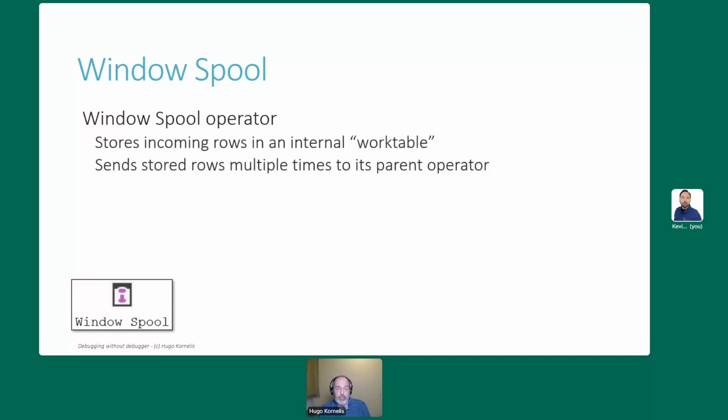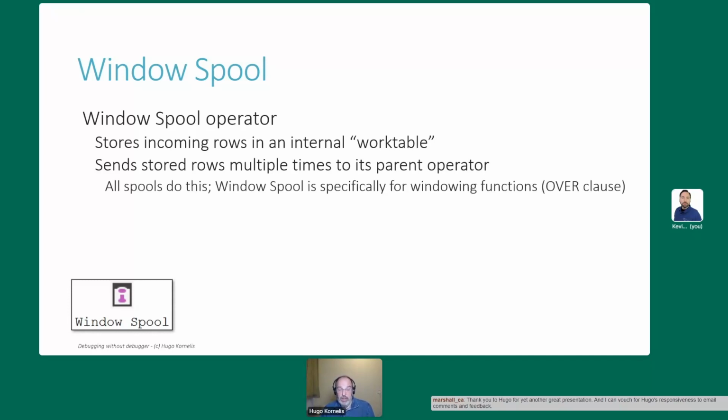That's something that all spools do. They read rows, and whatever they read is stored in an internal work table so that those rows can then be sent to its parent operator more than once. So basically, the spool is used to create copies of rows by storing them in that internal work table. Now, all spool operators do this.